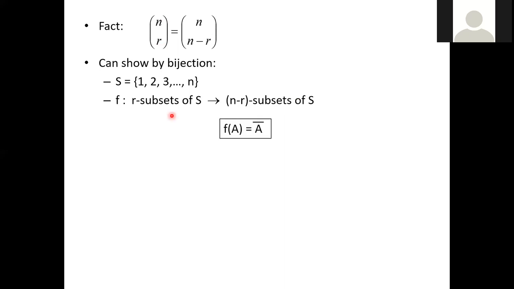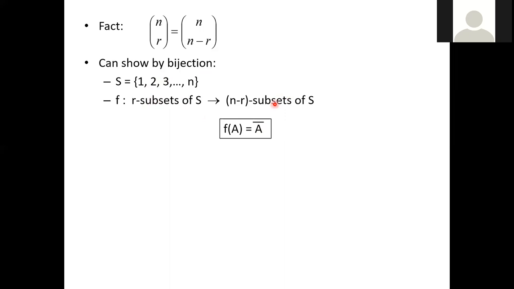Okay, so let's see. This function is this one. To every R element subset, I can assign an N minus R element subset by taking the initial set A and looking at its complement in set S, right? So A complement is the complement of A, which is some subset within this set S. Now, clearly, it is a bijection. First of all, do I map correctly from this set to this? Yes, because every A here has R elements, so its complement must have N minus R elements. So it's correctly defined as a function from this domain to this range.